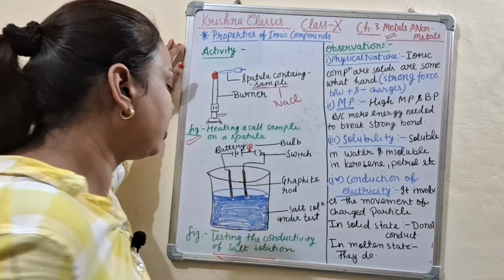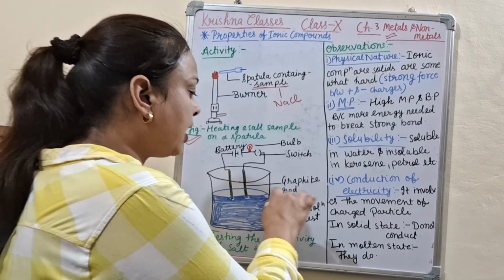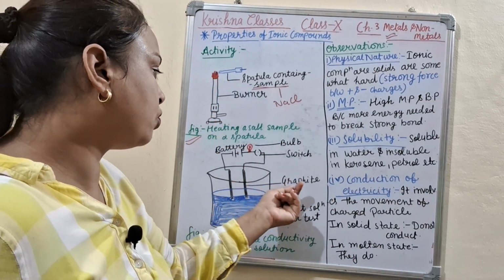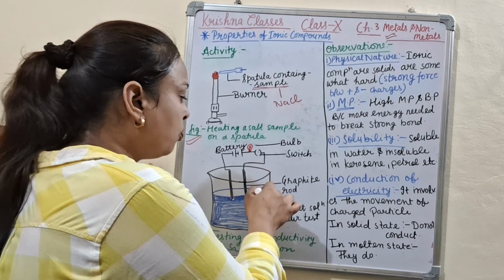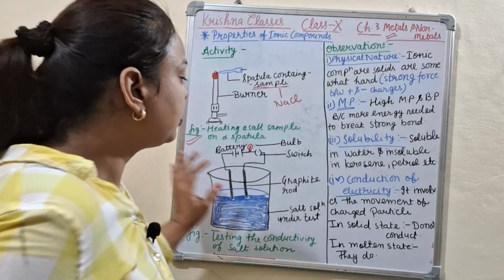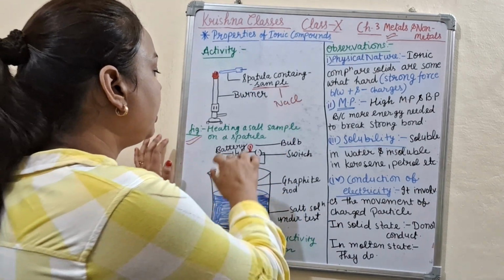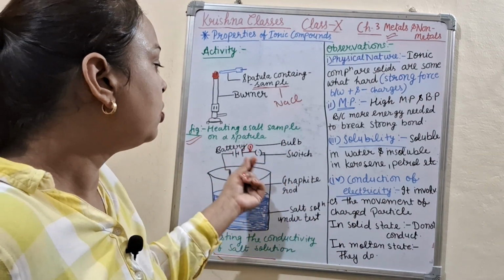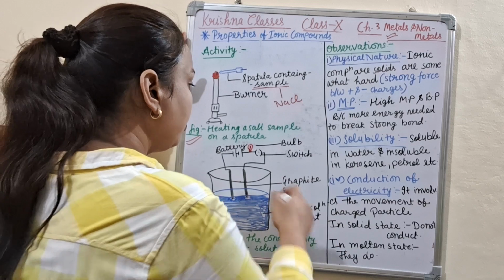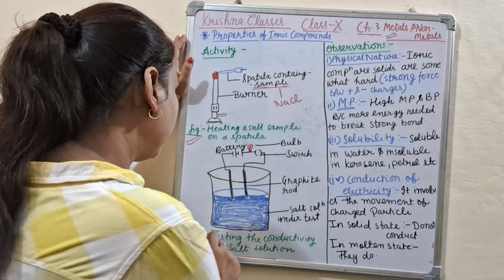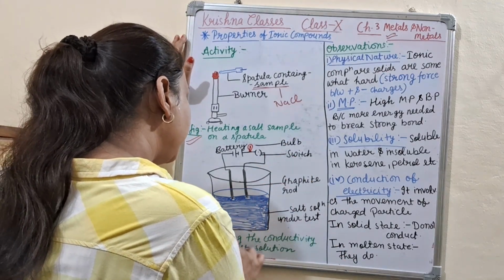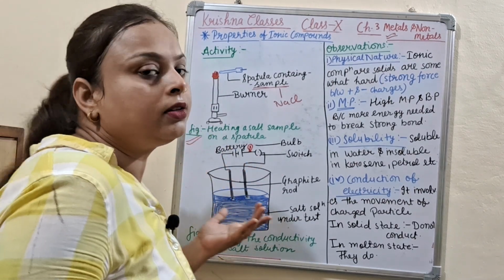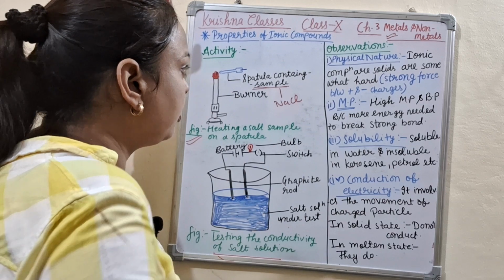What will happen here? We take a beaker and add some salt solution under the test, and also put 2 graphite rods in the solution, connected with a battery, a bulb and a switch. Then when we switch on, what will happen? The bulb glows. So this is the testing of conductivity of salt solution. So what will be the result? We will find out.